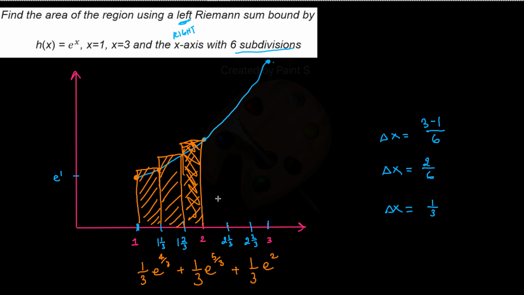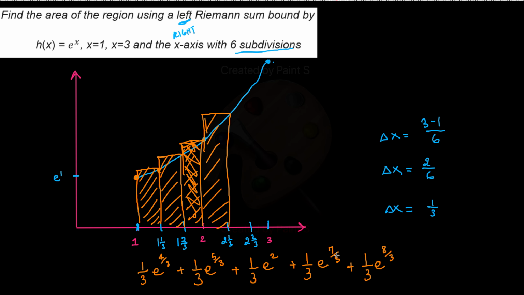And then the area of the next rectangle is going to be, 1/3 is the width of that rectangle, e to the what, 7/3, plus 1/3 e to the 8/3. And then you keep going. Let's see, so this one right here is this, and then you have e to the 2 2/3 right here, and then the last one is going to actually be 3.